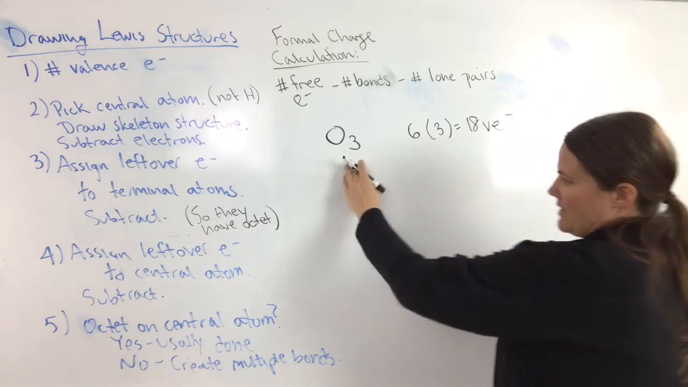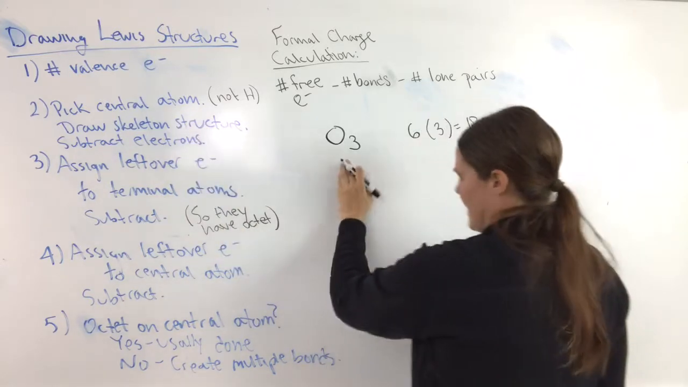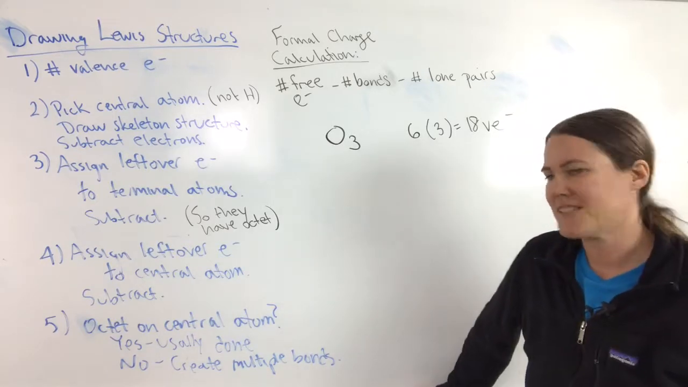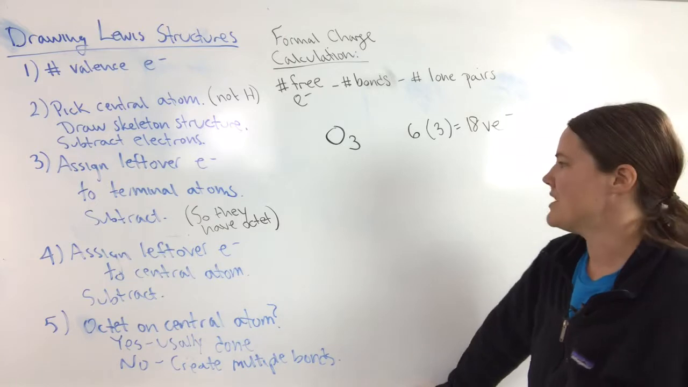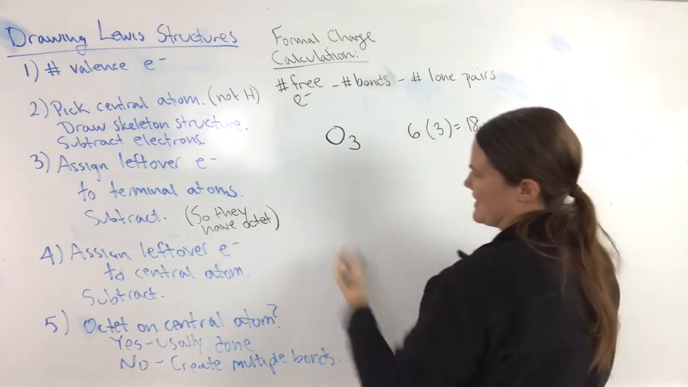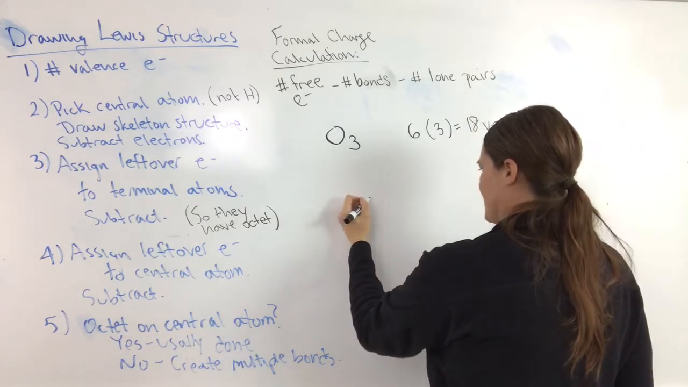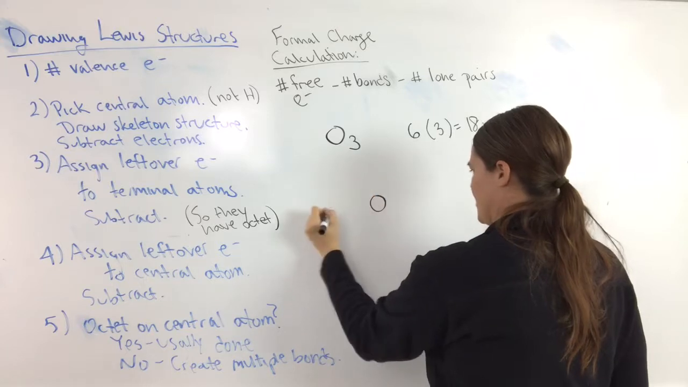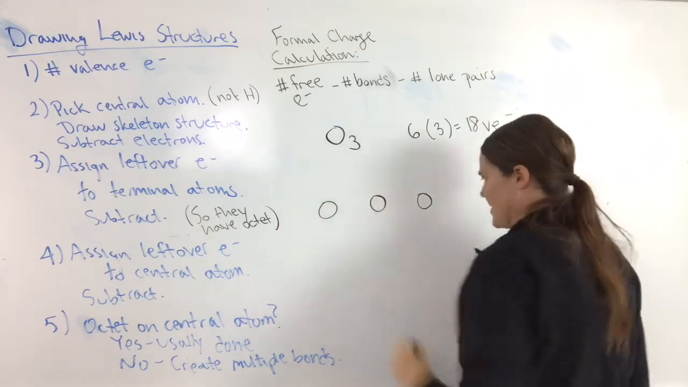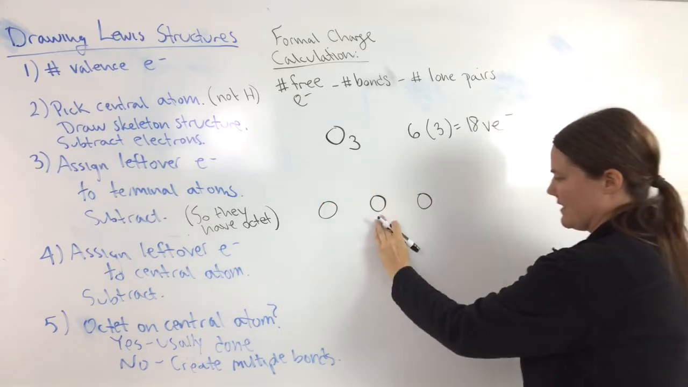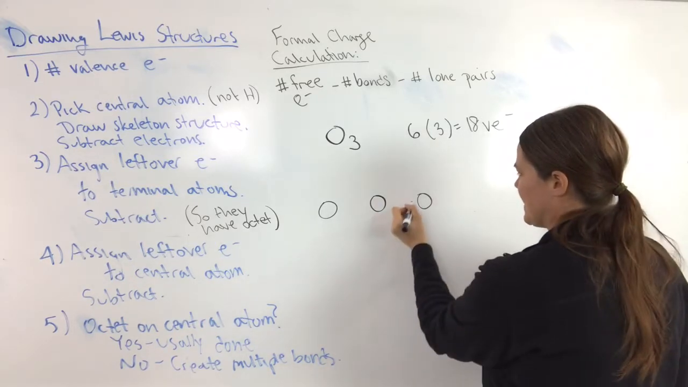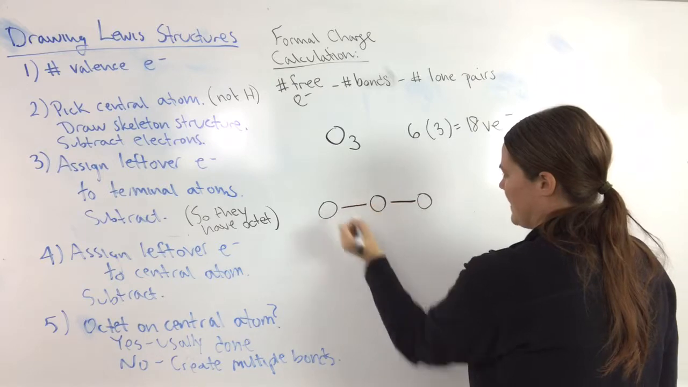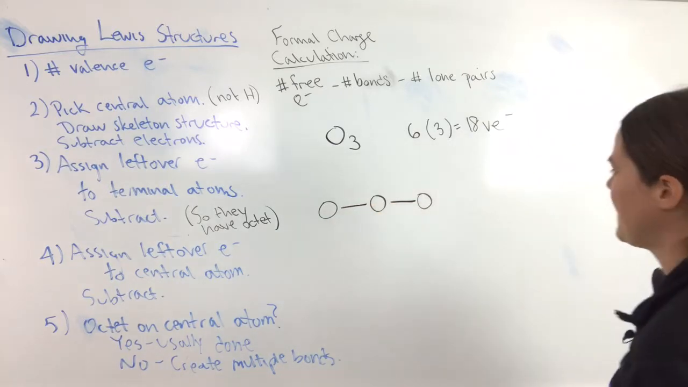So now what we want to do is pick our central atom. Since we have 3 oxygens, we just pick one. They're all the same, so it doesn't really matter which one we pick. So I'm just going to draw 3 oxygens. And so this is the central oxygen, and these 2 will be the terminal oxygens. And I'm just going to draw 2 bonds between them.